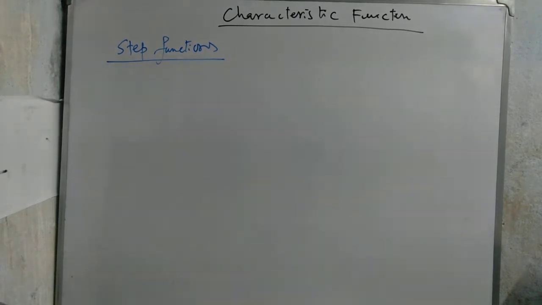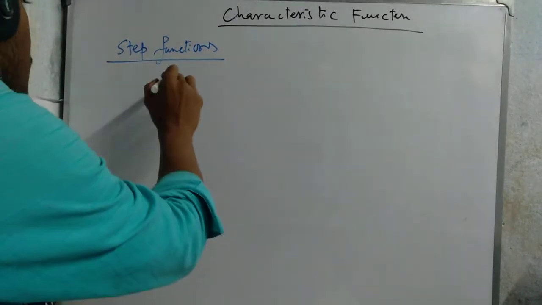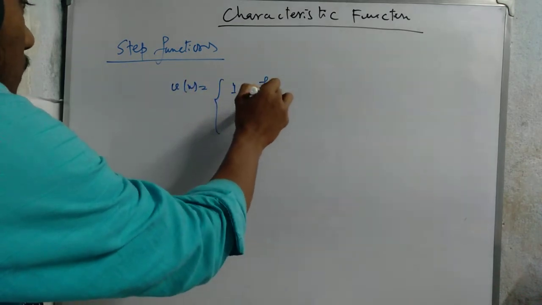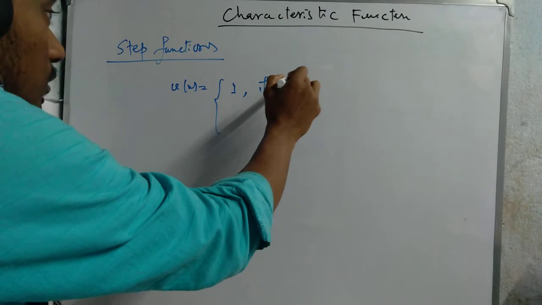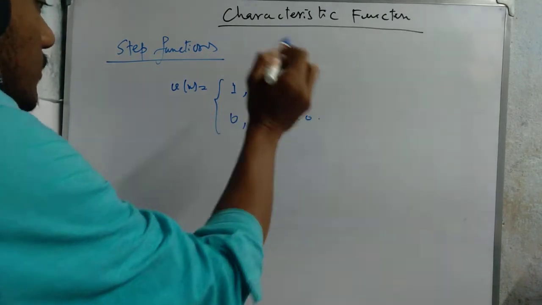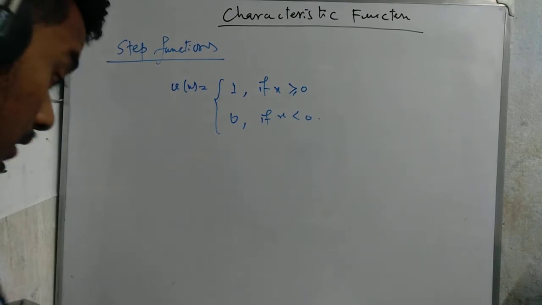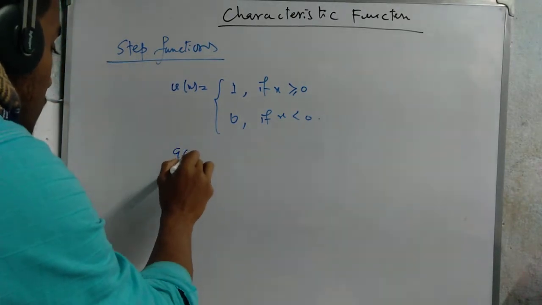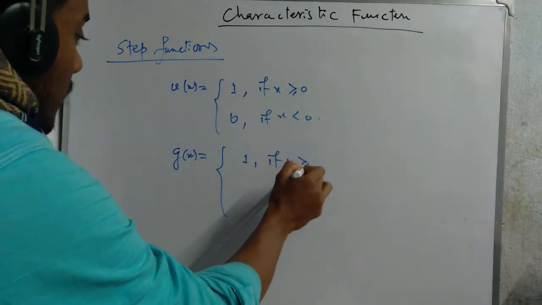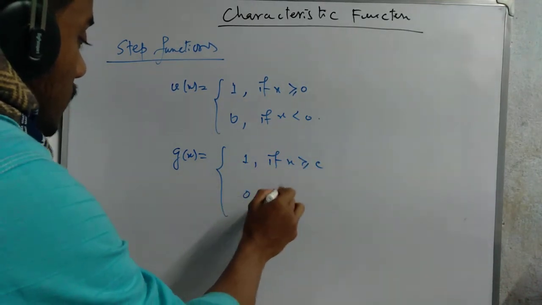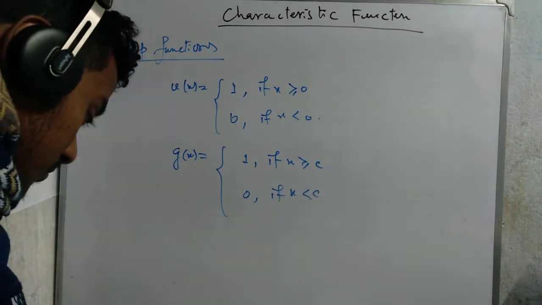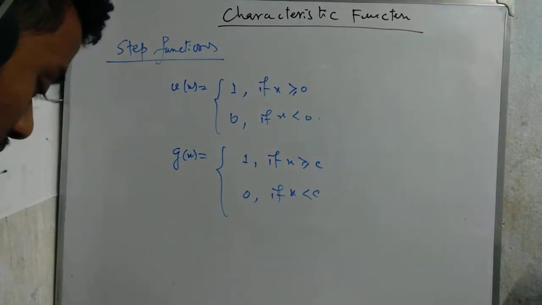But now we'll discuss this. We'll first start with some examples of these functions. Here, 1 if x is greater than or equal to 0, and 0 if x is less than 0. And again we denote g(x) equal to 1 if x is greater than or equal to c, and 0 if x is less than c. Okay, these are some familiar step functions.